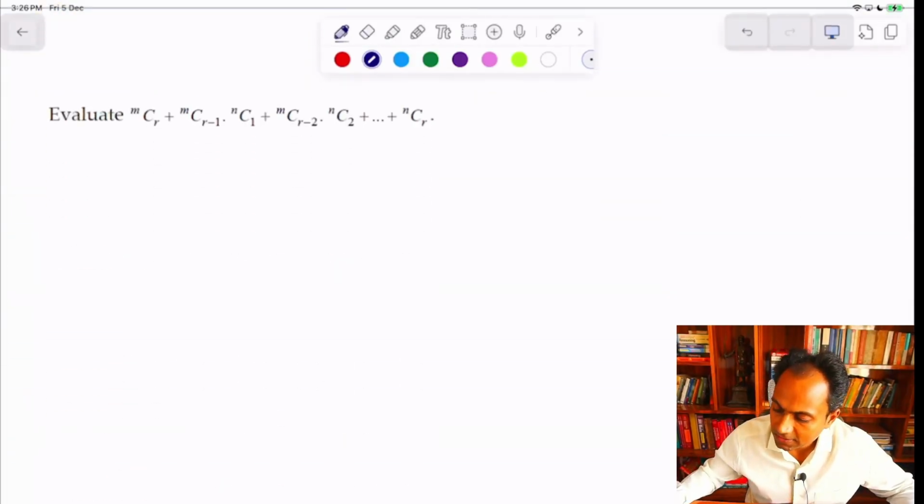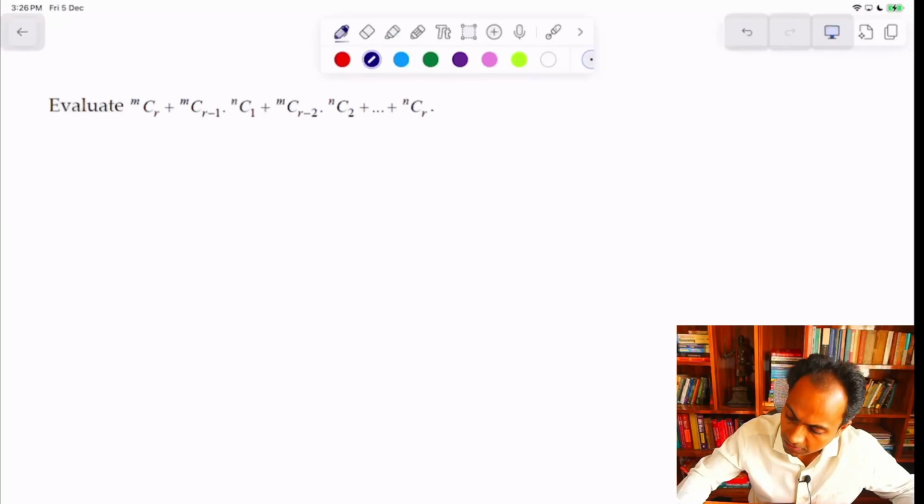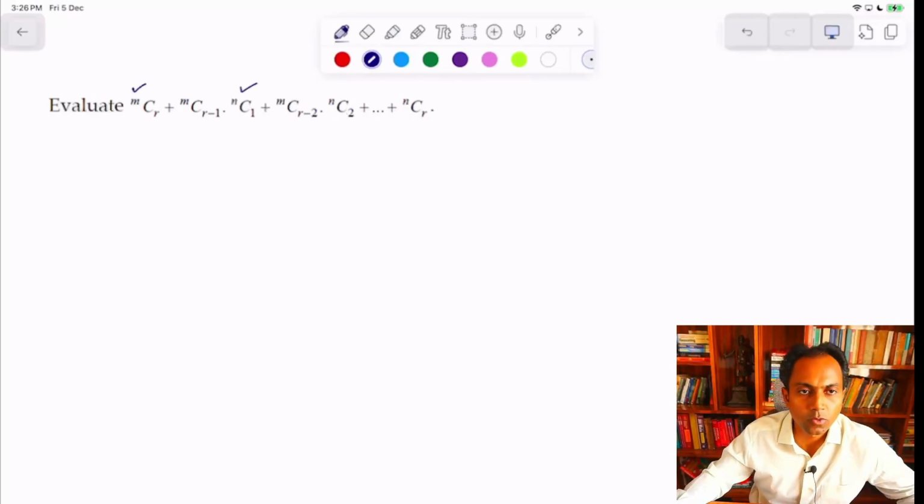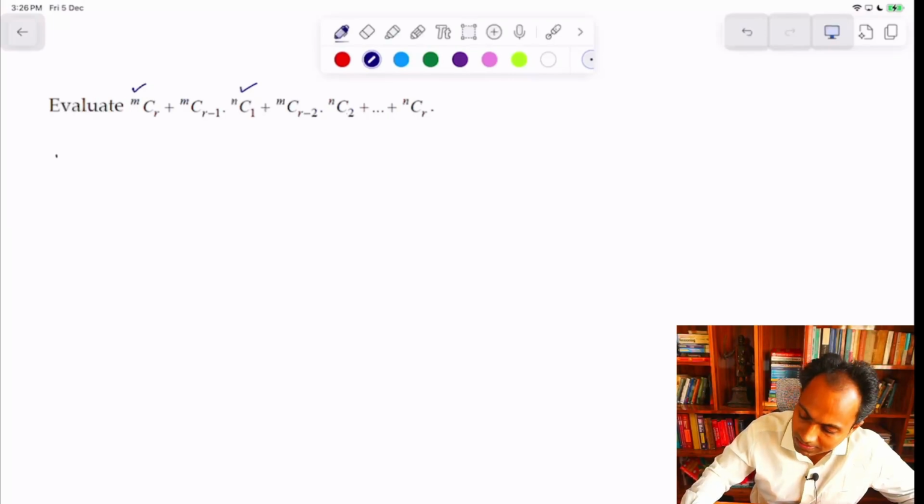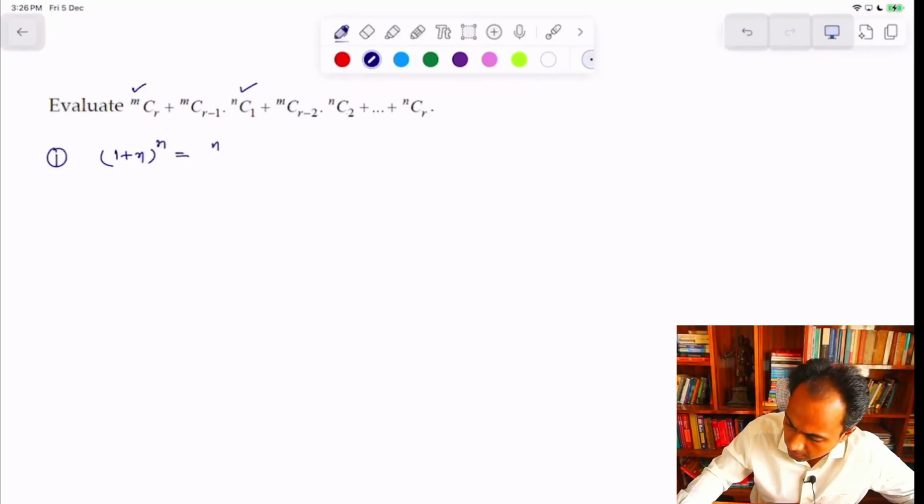Now what happens in this case, where in the first binomial coefficient there is m, and in the second one there is n? What will you do now? So again the same 4 steps are good enough to solve any question. We will write 1 plus x raised to the power n. It becomes nc0, nc1x, nc2x square till ncn x raised to the power n.